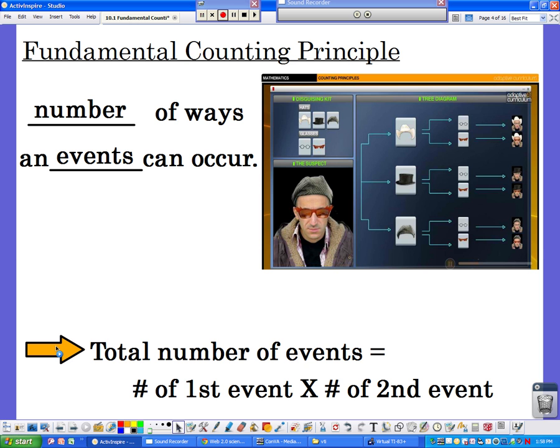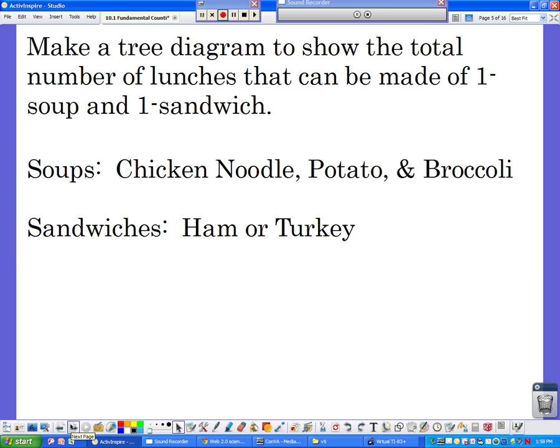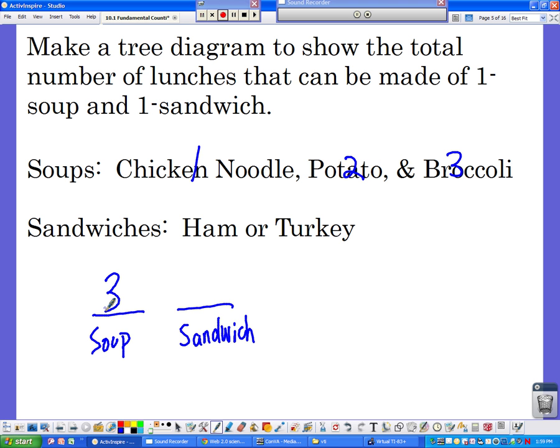So let's go ahead and take a look back at our example. So if we were back at our example where we wanted to pick 1 soup and 1 sandwich, okay, all you do is I usually make little lines. So for example, I'm going to pick a soup and I'm going to pick a sandwich. So think about it. How many options do you have for a soup? And we have 1, 2, and we have 3. So we have 3 options for soup.